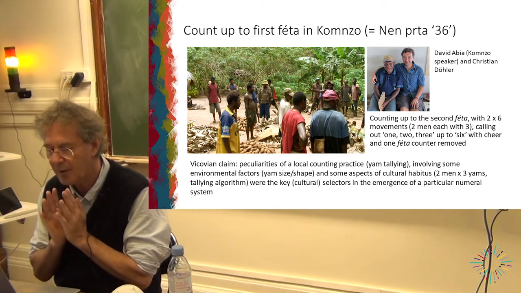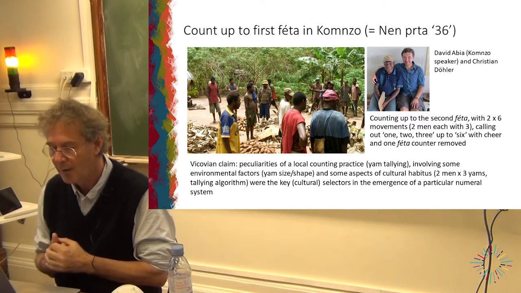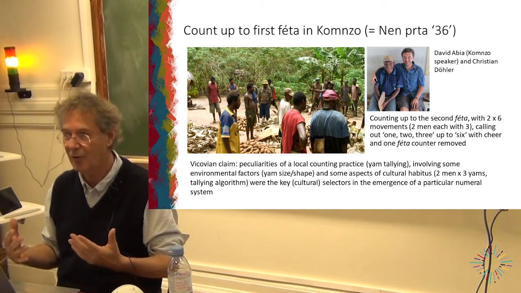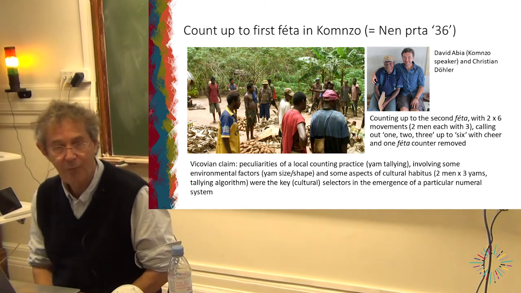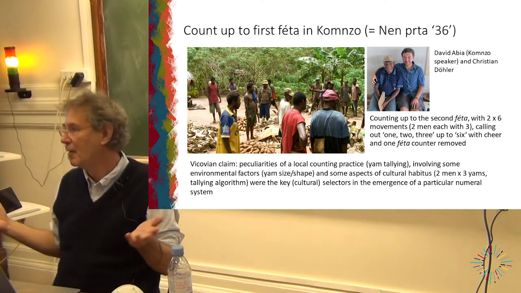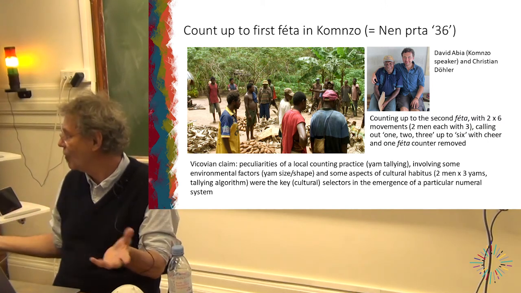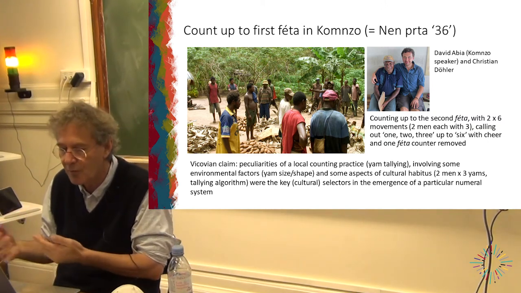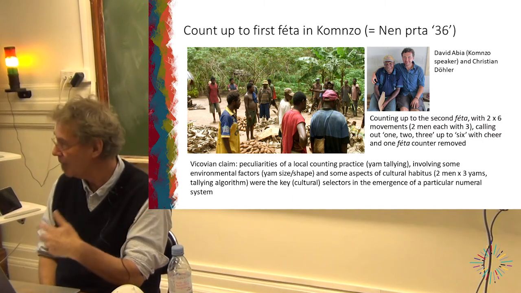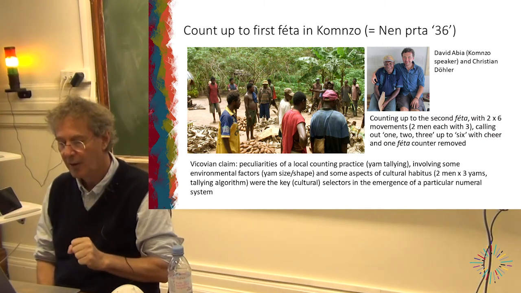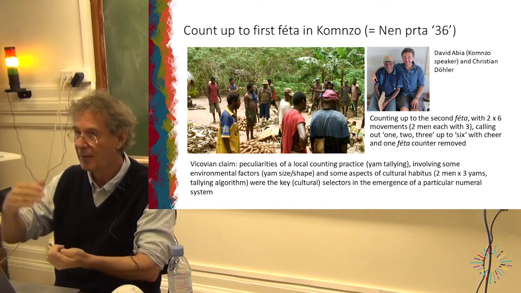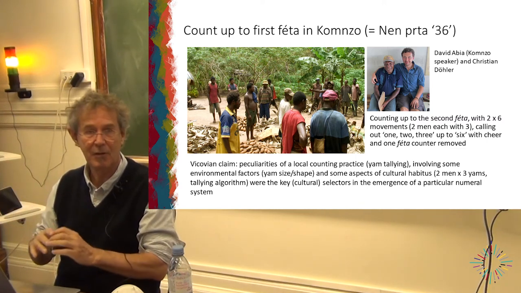But the most important point I want to make now is that here we've got our Vicovian claim that there are peculiarities of a local counting practice, the yam tally. It's a non-linguistic thing, apart from the fact that it's calling stuff out. That involves some environmental factors, so the shapes of the yams, how many you can put in your hands. Presumably, for whatever reason, at some point they evolved this ritual of having 2 people. They could have had 3 or 4 or just 1. And so that's a sort of cultural habitus. And then the tallying algorithm, the way it's called out, and the fact that 1 is pulled out, those were all key elements of cultural selection, which then ended up generating a base 6 and powers of base 6 tallying system.